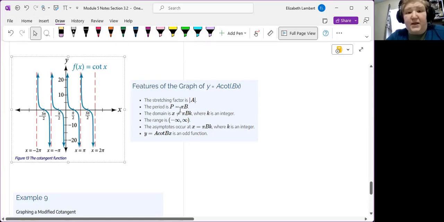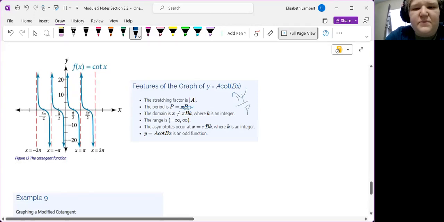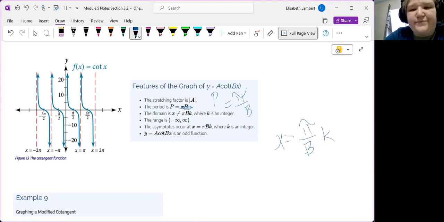So this is not the correct formula for the period. This is not the correct formula for the domain. This is not the correct formula for the asymptotes. There should be division symbols in there, the same as we had in the previous section. Our asymptotes occur at pi over b k.